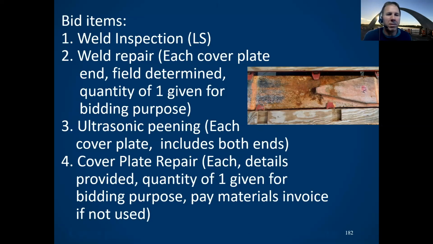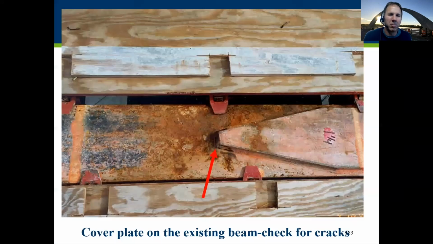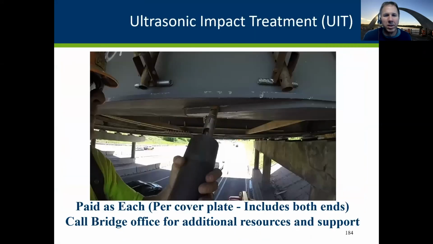And then the last item is a cover plate repair. If we found a crack has gone into the steel, then we're going to plate over it and put a splice over that section, so that if that crack continues to work, we don't sever the flange. So here's an image of where the crack might be.